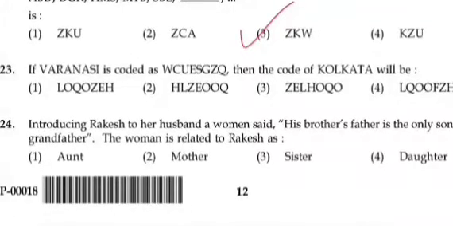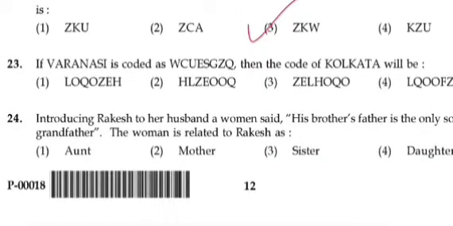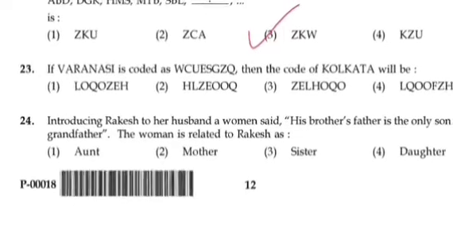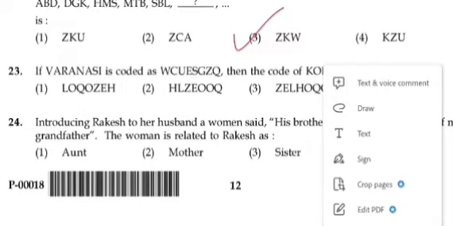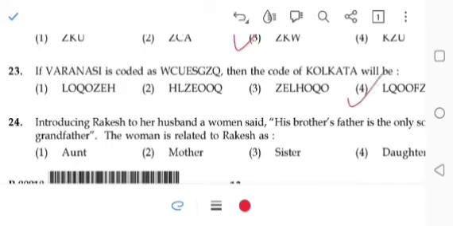Question 23. If Varanasi, VARANASI, is coded as WCUESGZQ, then the code of Kolkata, KOLKATA, will be what? LOQOZEH, HLZEOOQ, ZELHOQO, LQOOFHH. Question 23, number 4 will be correct: LQOOFZH.